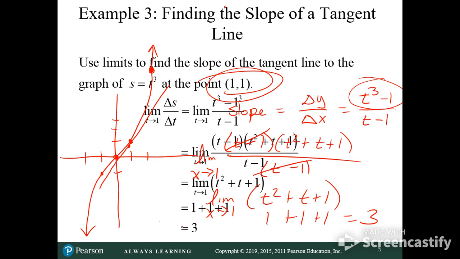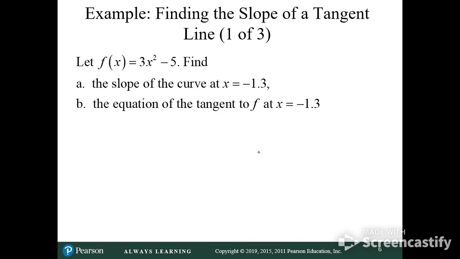And look, they got the same answer as me, doing the same process. Okay. Let's say we have 3x squared minus 5. What does the graph of 3x squared minus 5 look like?